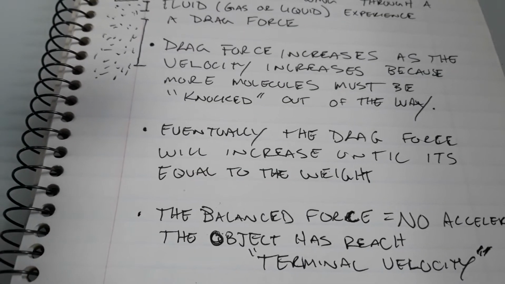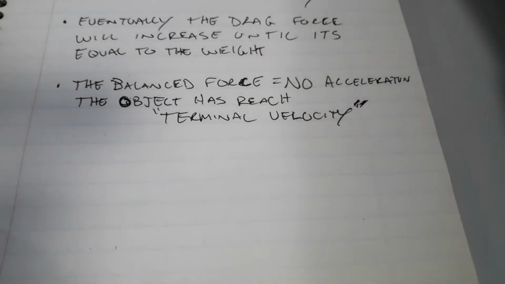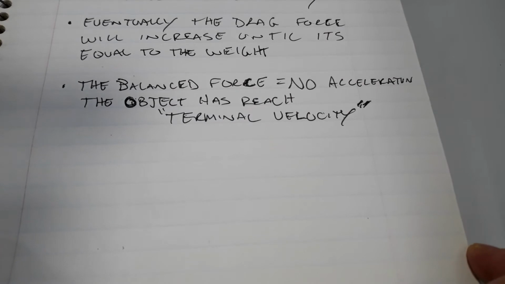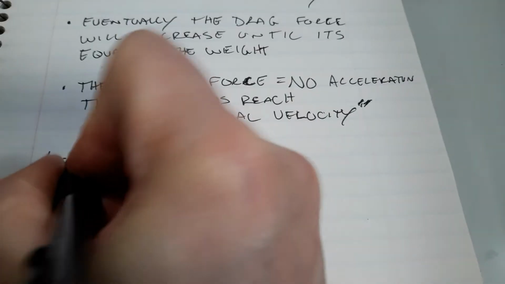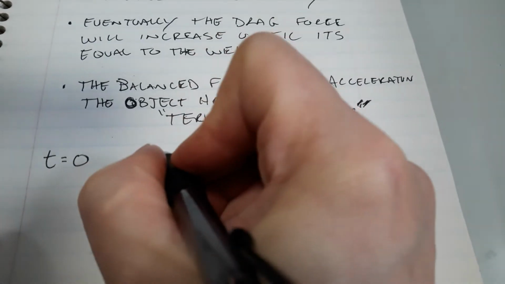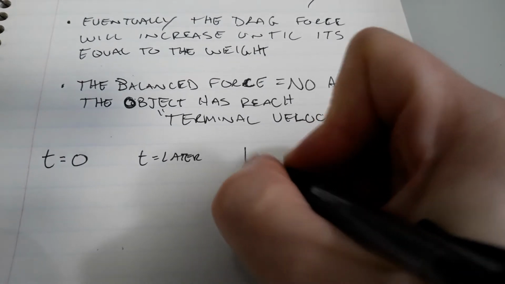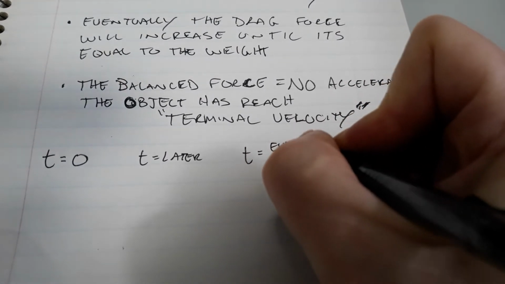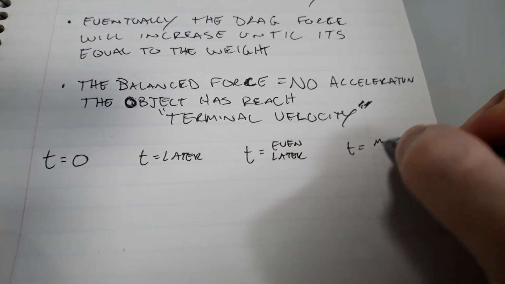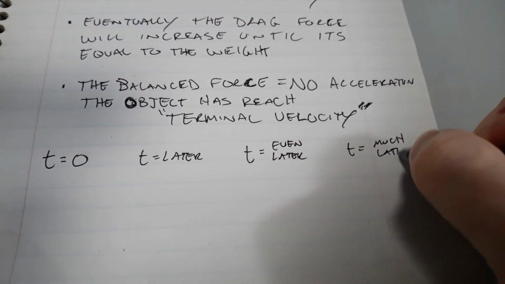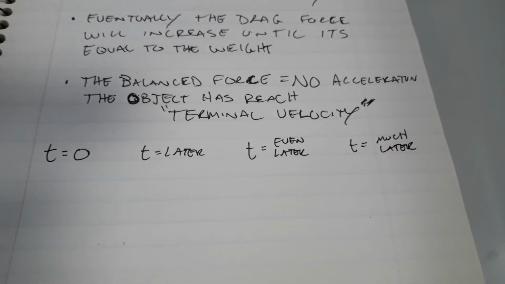All right, so let's take a diagram look at this. We'll do free body diagrams to show what happens over time as the object continues to fall. I'm going to draw 4 pictures. This is t equals 0, t equals later, t equals even later, and finally much later. Okay, so I don't want to give specific times because objects reach terminal velocity in different amounts of time.